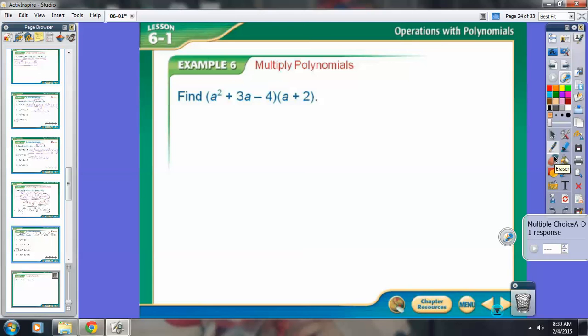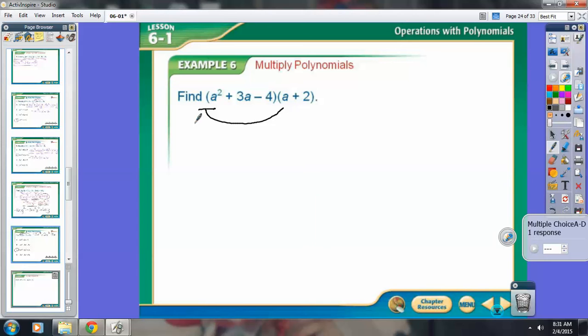Now this next problem is a little bit different. We have a trinomial, 3 terms, times a binomial, 2 terms. Any thoughts how you would simplify this? Distribute. That's exactly right. We're just going to distribute. We have 3 things to distribute in the first parenthesis. We're going to take each of these values in the first parenthesis times everything in the second parenthesis.